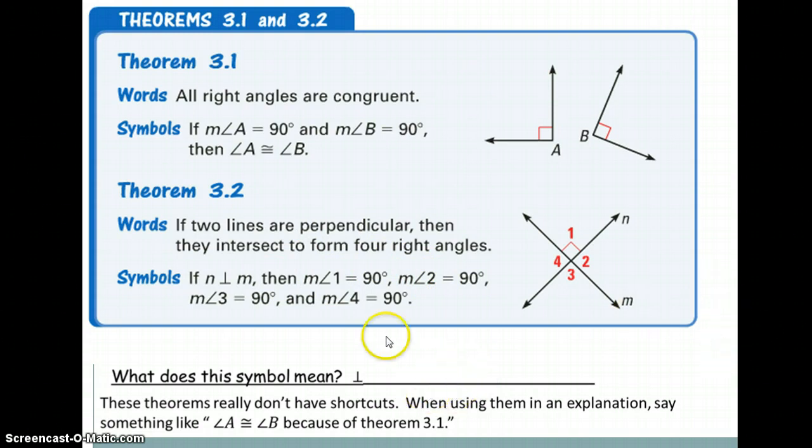So what does this symbol mean right here? Refresh your memories. Perpendicular. You should have said perpendicular, okay?